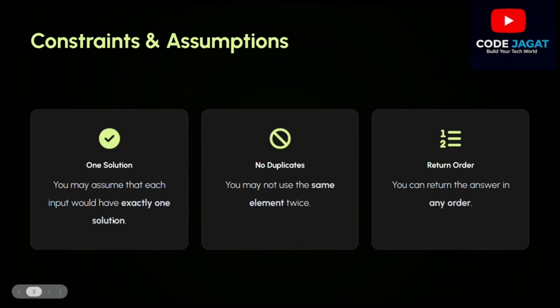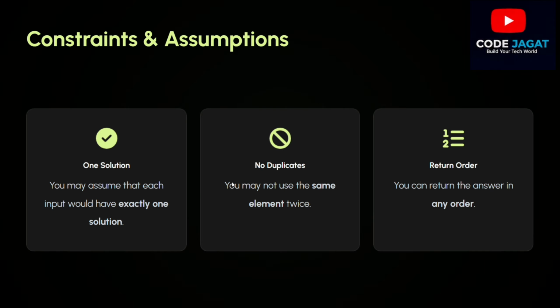Now coming to the constraints and assumptions. You may assume that each input would have exactly one solution. There should be no duplicates in the solution. You may not use the same element twice. You can return the answer in any order. No need to maintain any order.